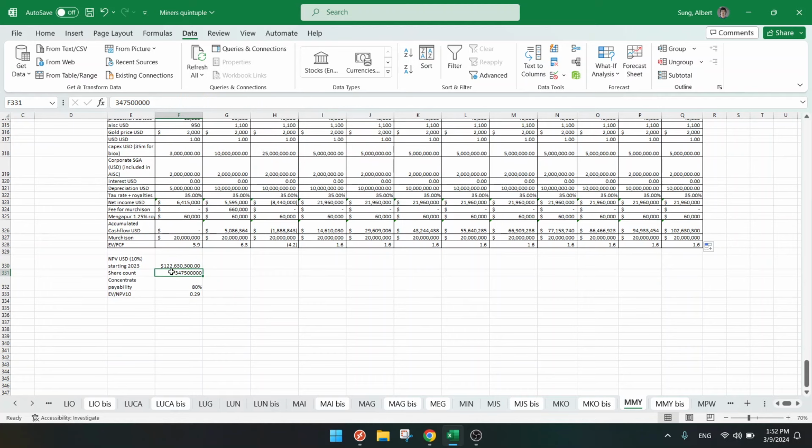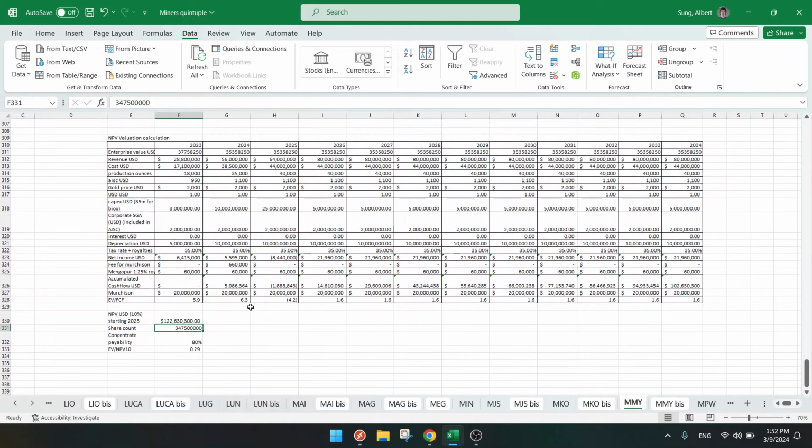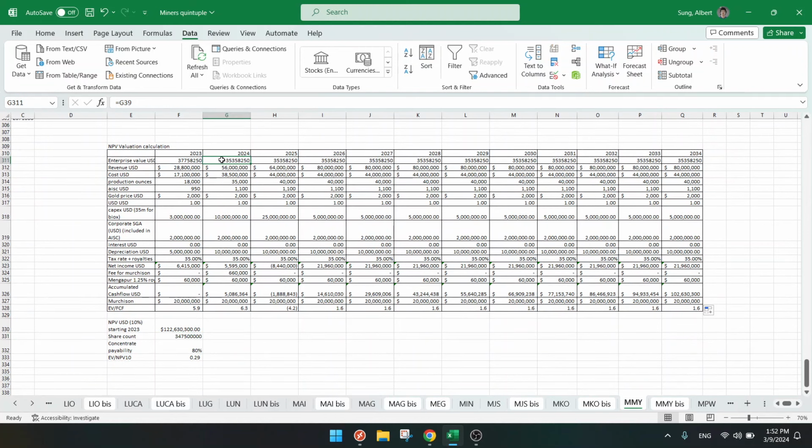Share count. Do I actually use it? Actually not, because I just refer to the master chart. I really don't need this. Does it change anything?